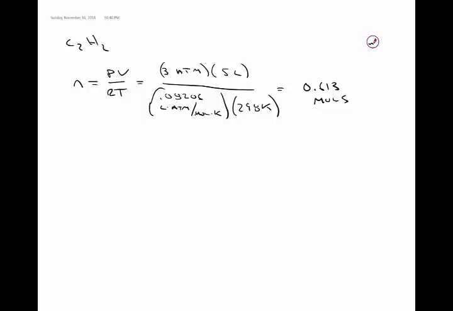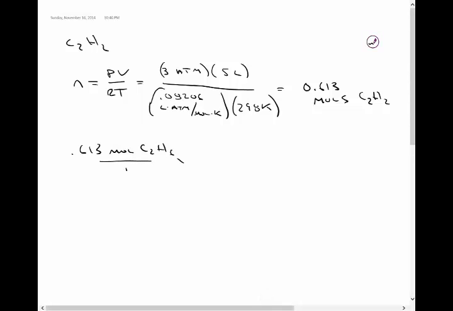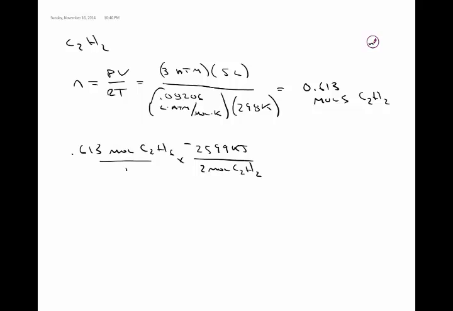Now I'm going to take that moles of acetylene and use the ratio that I generated previously. So 0.613 moles of acetylene, I'm going to multiply that by the fact that we generate 2,599 kilojoules of heat for every 2 moles of acetylene used. That is from the balanced chemical equation and its relationship to delta H. And what I calculate out now is the amount of heat released by exactly 0.613 moles of acetylene, and that's going to be negative 797 kilojoules. Again, negative because this is exothermic.